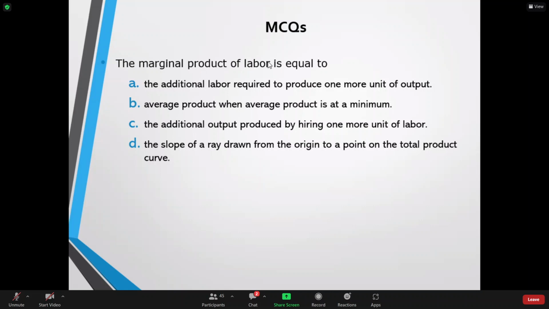So we are going to put more and more labor, and output is going to increase. So labor is the independent, output is dependent. Output is dependent on the labor. So how much additional output we get when we put in additional 1 labor? So additional output produced by hiring 1 more unit of labor. Why should you get confused with A and C? It is A, right? Okay, good.